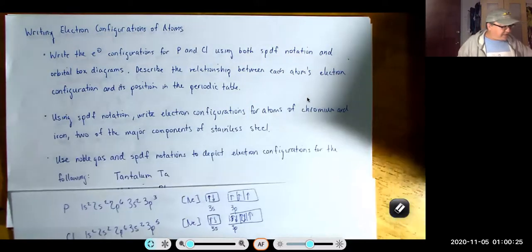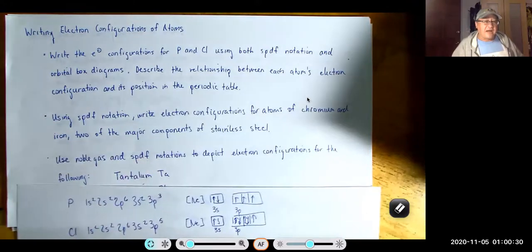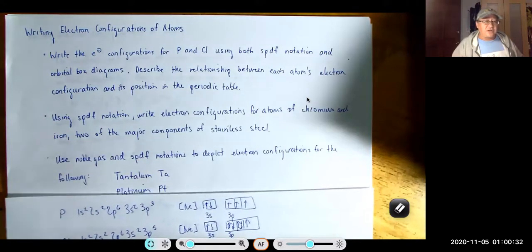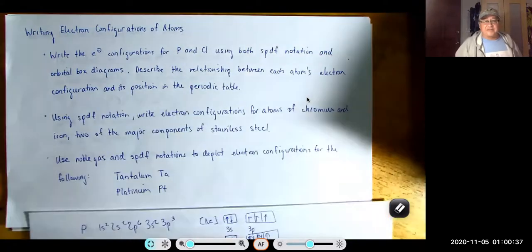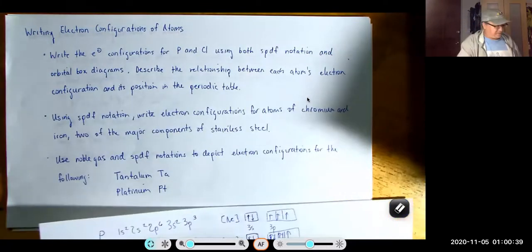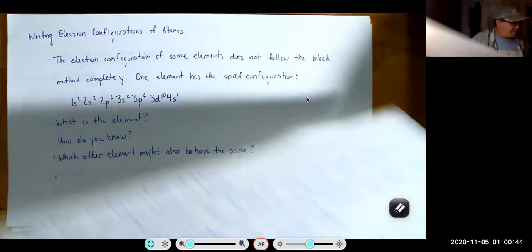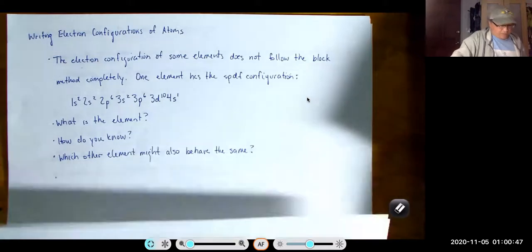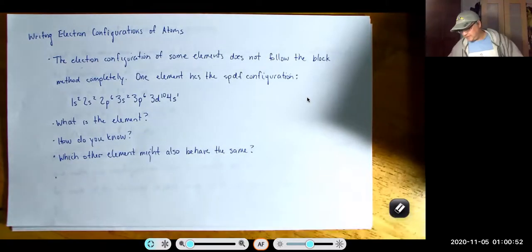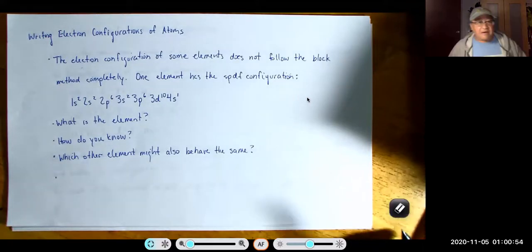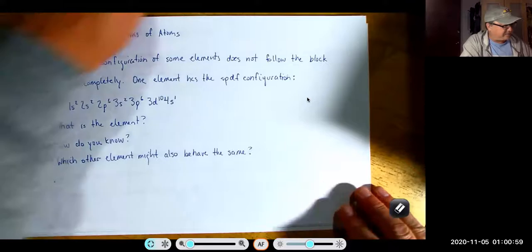Now, using SPDF notation, write electron configurations for atoms of chromium and iron, 2 of the major components of stainless steel. You know what? We've already done examples like these. I'm going to let you try those on your own. This is a far more interesting question here, and I've already told you how to get the answer to this. So let's see if you can figure it out.